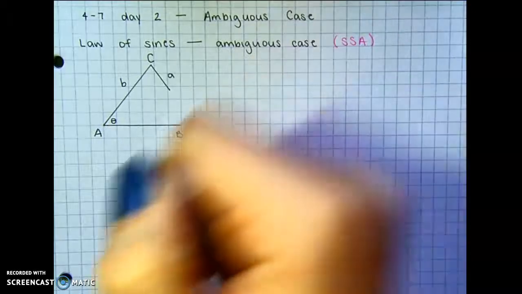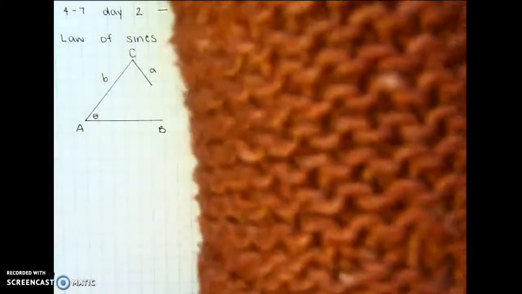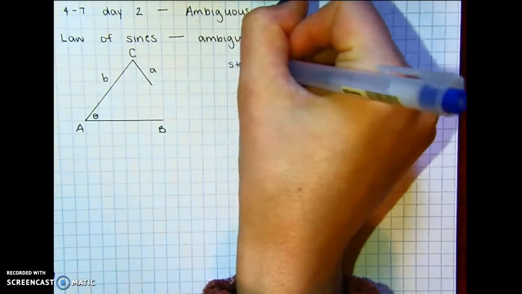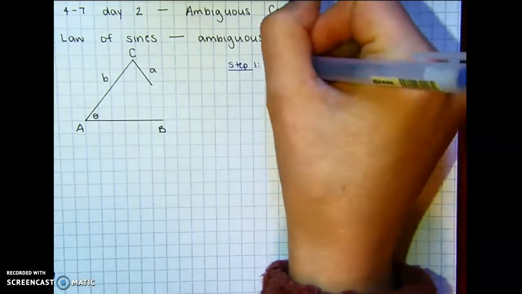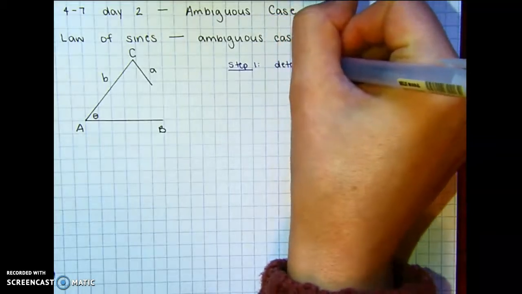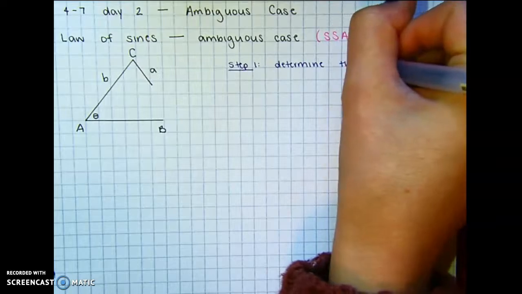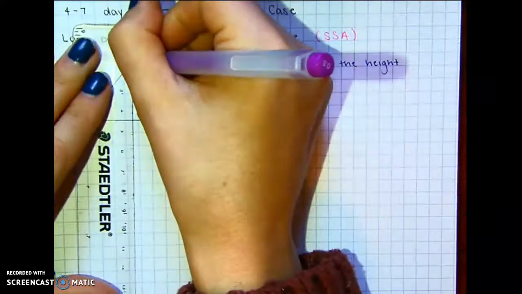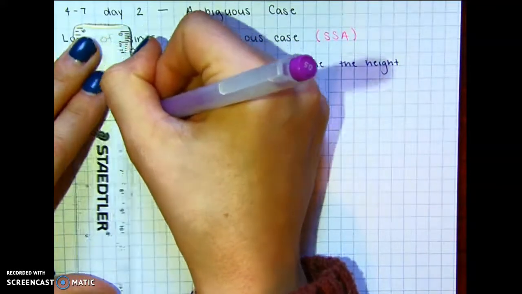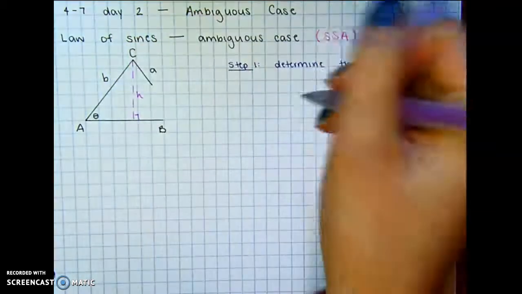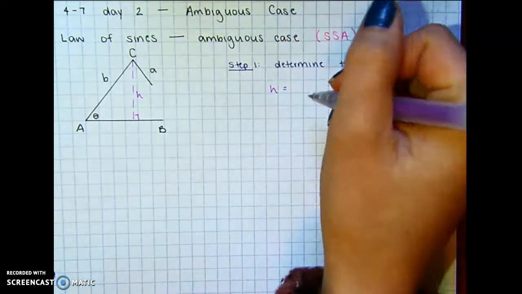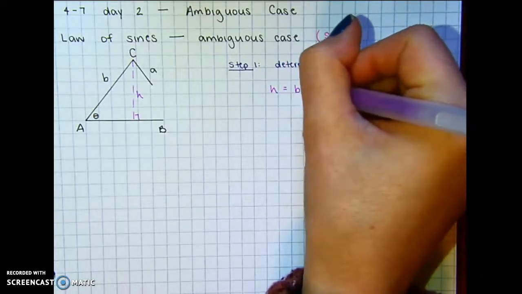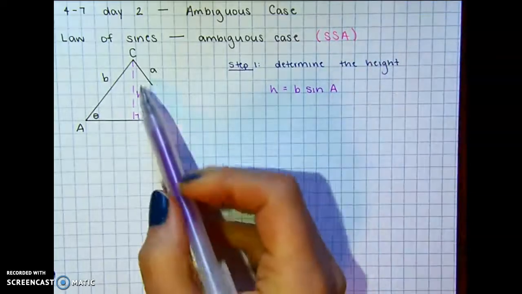So what you need to do, step 1 with the side-side angle triangle, is determine the height. So the height is going to come down at a right angle, right? And the height can be found by using right triangle trig. So it's going to be side B times the sine of angle A. Okay, so that will give us the side length.